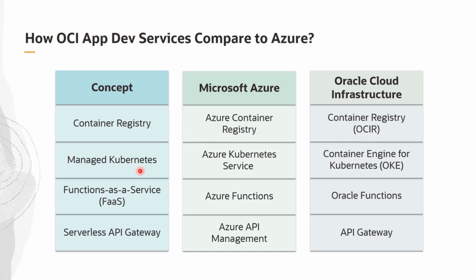Both Azure and OCI have a managed Kubernetes service. In Azure, it is known as Azure Kubernetes Service, and in OCI, it is known as Container Engine for Kubernetes or OKE. In the functions as a service space, Azure has Azure Functions and OCI has Oracle Functions. Both the providers also have a serverless API gateway. Azure calls it Azure API Management and OCI calls it API Gateway.